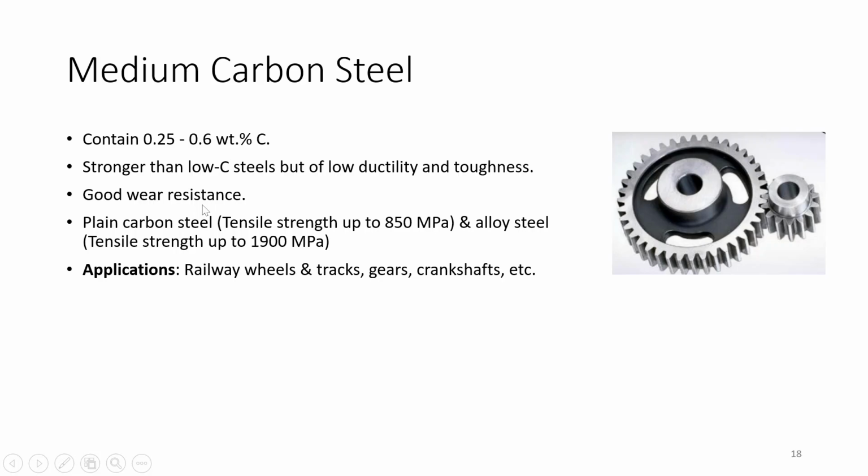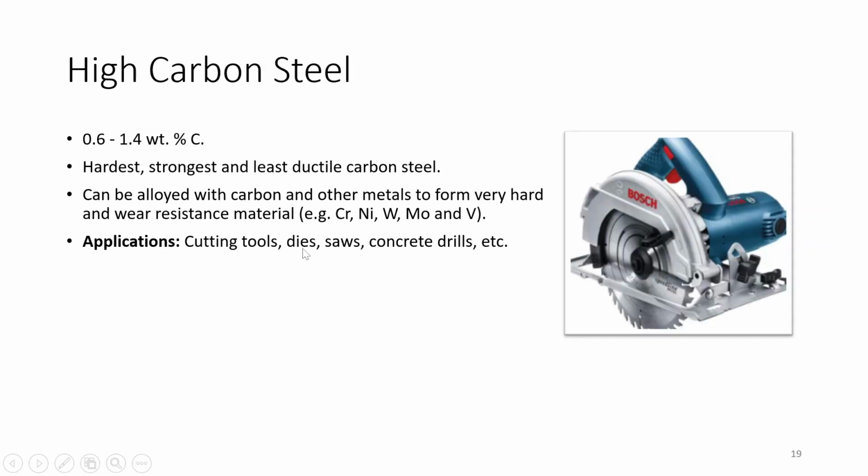It also has good wear resistance, that's why it's used in making gears and crankshafts. In case of plain carbon steel, it will have tensile strength of up to 850 MPa, and in case of alloy steel it will have almost twice, 1900 MPa.